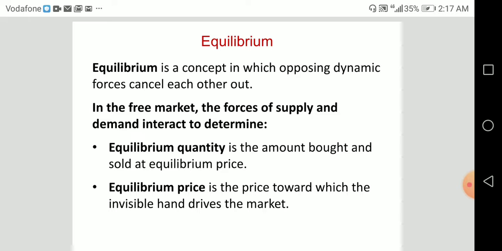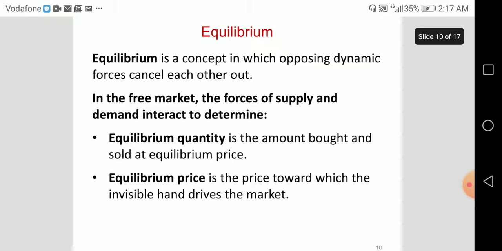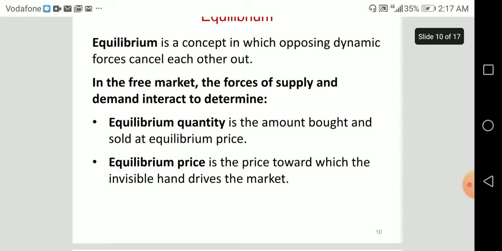This means that in the free market, the forces of supply and demand interact to determine the price. We are talking here about the free market, where there is voluntary exchange and full authority to interact with each other as consumers and producers. Remember that equilibrium quantity is the amount bought and sold at the equilibrium price, toward which the invisible hand drives the market.